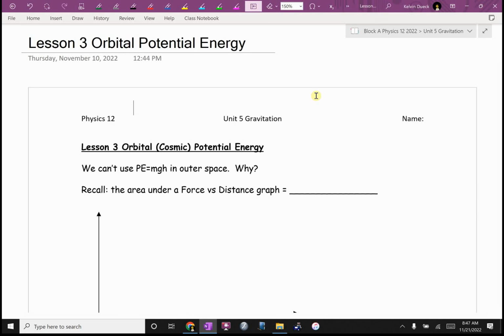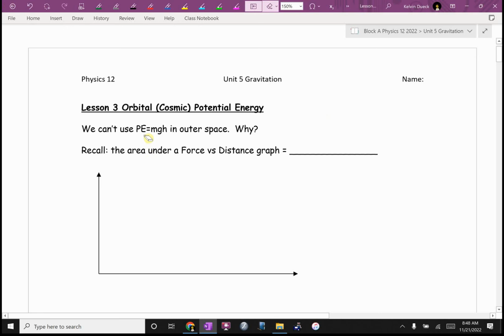So here's my question. Why can't we use potential energy equals mgh in outer space? There's gravity in outer space. We've already talked about that. Remember, gravity reaches all the way out to the moon. Believe me, it reaches to our satellites.